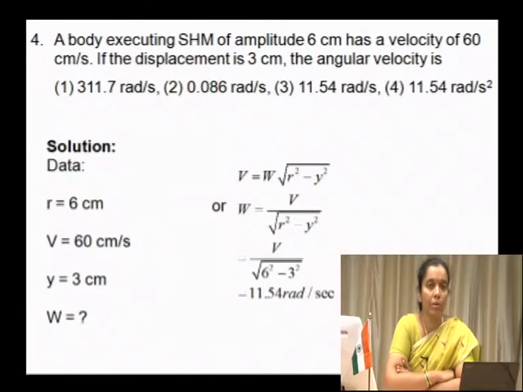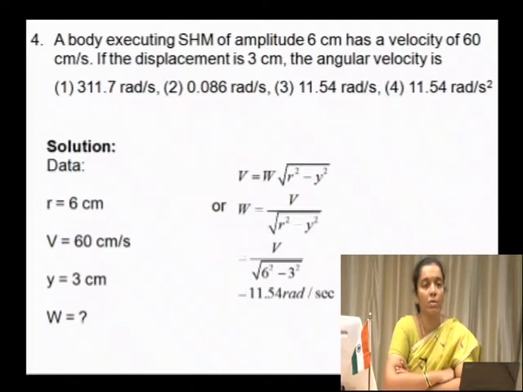The next problem is again based on simple harmonic motion. A body executing simple harmonic motion of amplitude 6 centimeter has a velocity of 60 centimeters per second. If the displacement is 3 centimeter, the angular velocity is dash. So, we are asked to calculate the angular velocity omega. The data given to us is the amplitude r is equal to 6 centimeter, the velocity of simple harmonic motion V is equal to 60 centimeter per second, and the displacement y is 3 centimeter. We have the formula V is equal to omega into root of r square minus y square, but here we are asked to calculate the angular velocity.